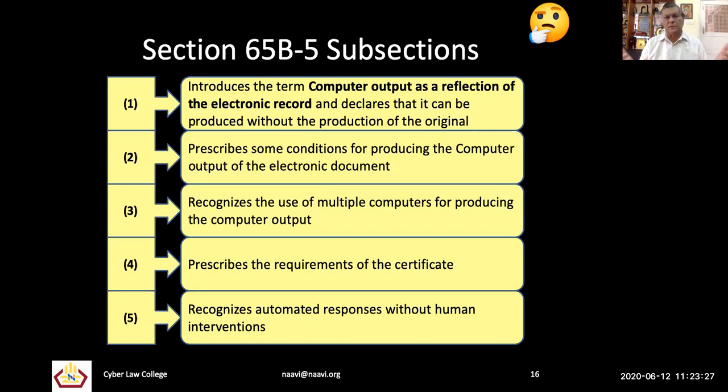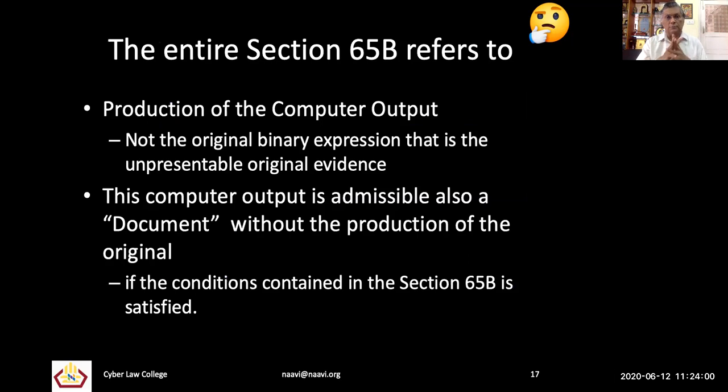Subsection 2 prescribes some conditions for rendering this computer output. Subsection 3 recognizes the use of multiple computers. Subsection 4 prescribes the requirements of a certificate which the person who is viewing that electronic document and converting it into a computer output has to give. And subsection 5 recognizes that sometimes computers may be automatically programmed to do things, and that will also be part of an acceptable way of rendering the computer output.